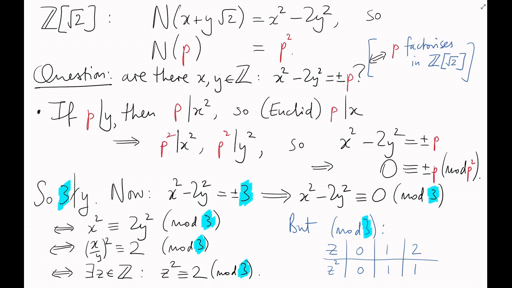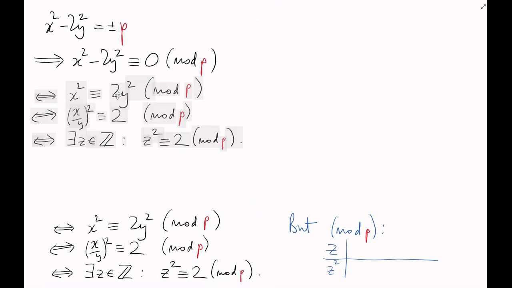So we can reduce mod p to show the existence of x and y such that x squared equals 2y squared mod p. And since p doesn't divide y, we can divide through by y squared to get x over y squared equals 2 mod p, or in other words, z squared equals 2 mod p for some integer z. So, what we've shown is if p factorizes further in Z adjoin root 2, then 2 must be the square of some integer modulo p.